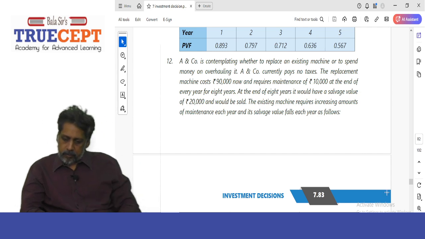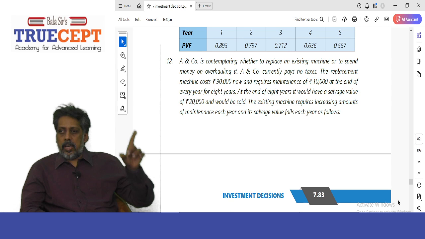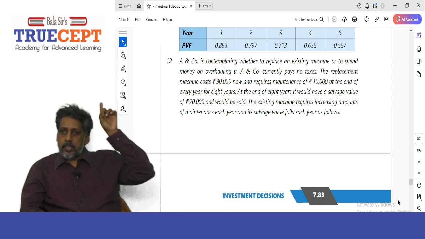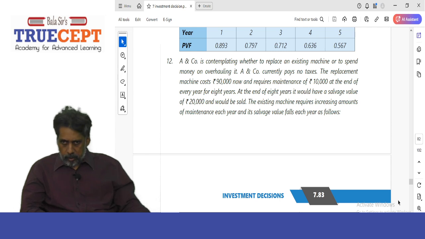A and company is contemplating whether to replace an existing machine or to spend money on overhauling it. Now, A and company currently pays no taxes. The replacement machine costs rupees 90,000 now. So in case you want to buy that new machine today, it is going to cost you rupees 90,000 initial outlay, and requires maintenance of 10,000 rupees at the end of every year for 8 years.